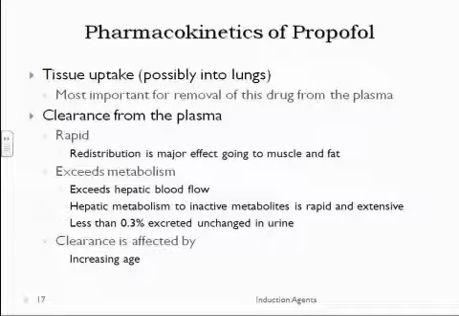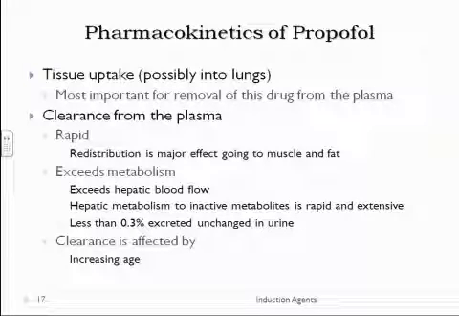Tissue uptake, possibly into the lungs, is the most important for removal of this drug from the plasma, which is what we call redistribution. The clearance from the plasma is rapid, okay, because the medication goes to fat and muscle very easily. And definitely the redistribution is much more important as it exceeds metabolism. Hepatic blood flow is not as important as redistribution. Basically, the hepatic metabolism to an inactive metabolite is rapid and extensive. And actually, less than 0.3% of the medication goes unchanged in the urine. So pretty much it's all broken down by the liver and by other areas as well.